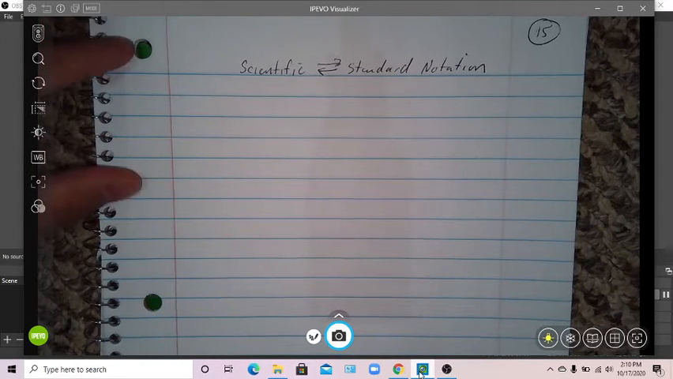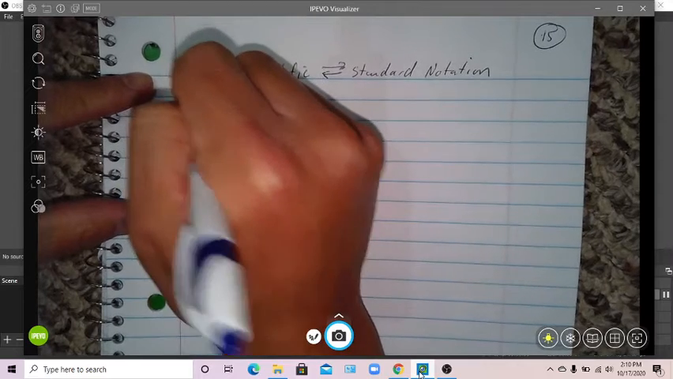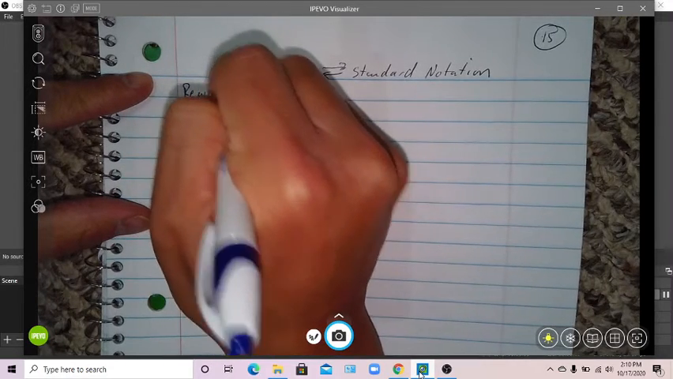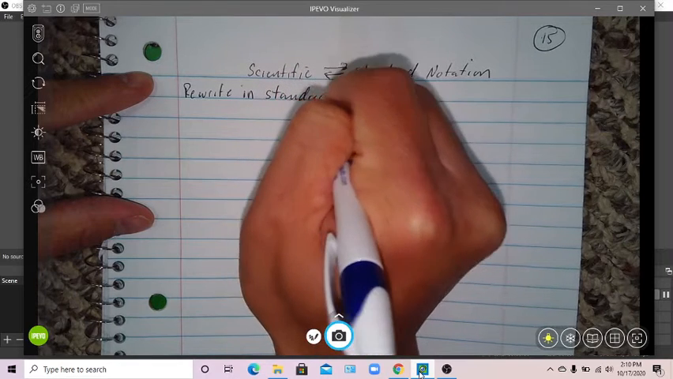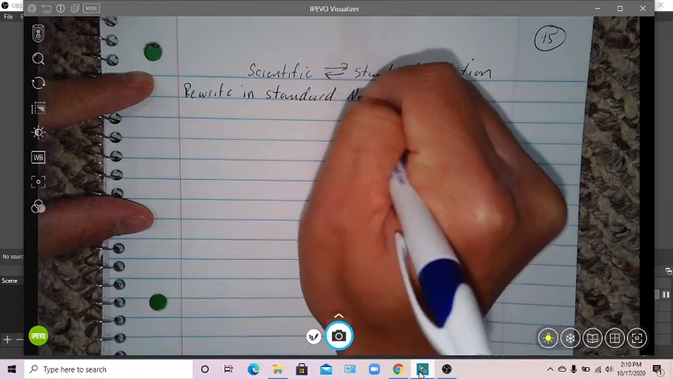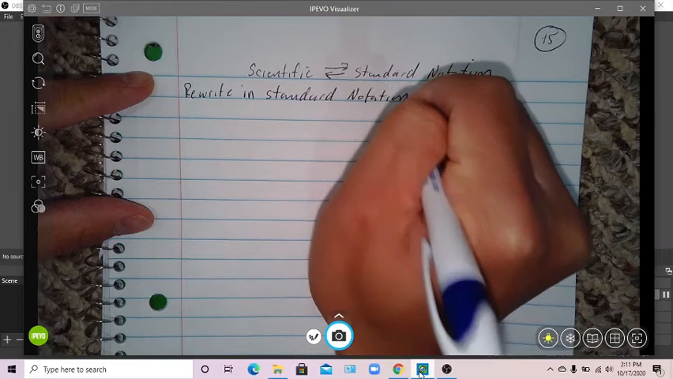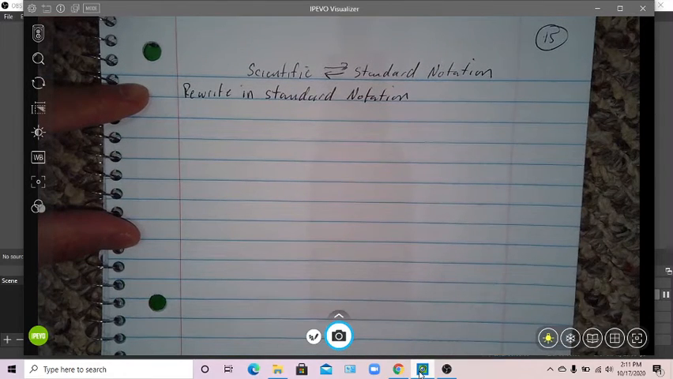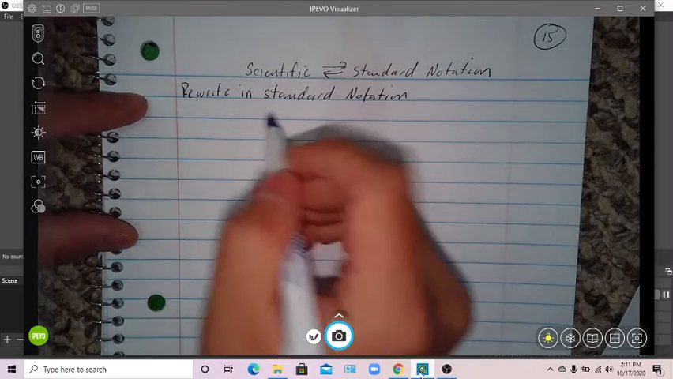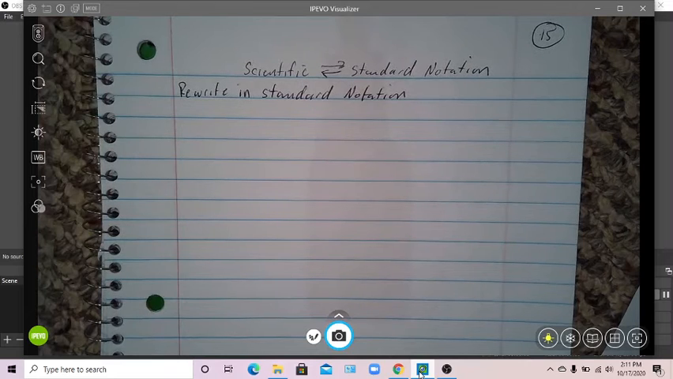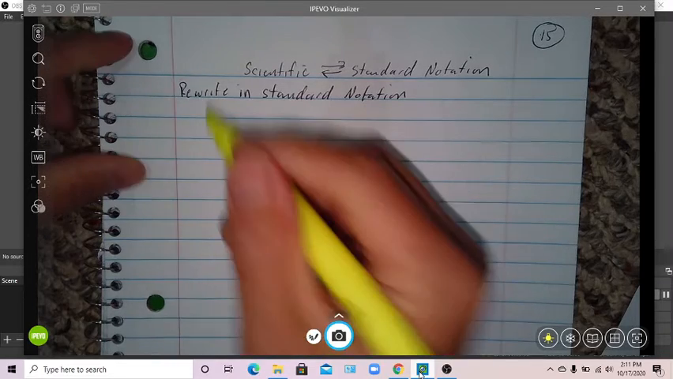The first thing we're going to do is rewrite in standard notation. Okay, rewrite in standard notation. Alright, so for rewrite in standard notation, let me get something here. So rewrite in standard notation.